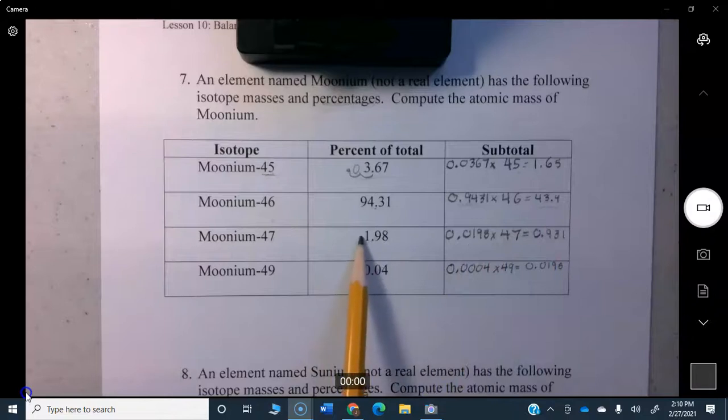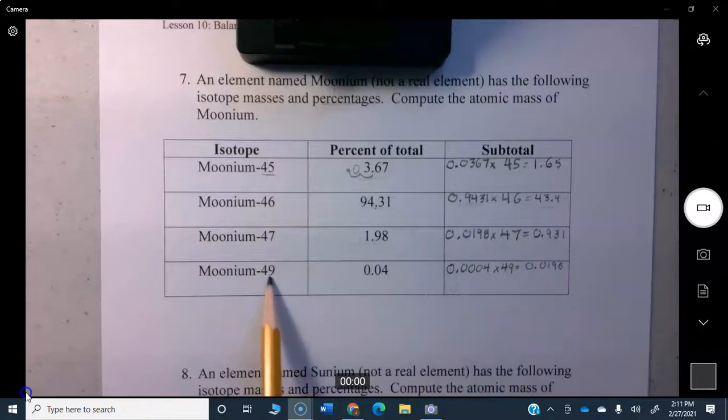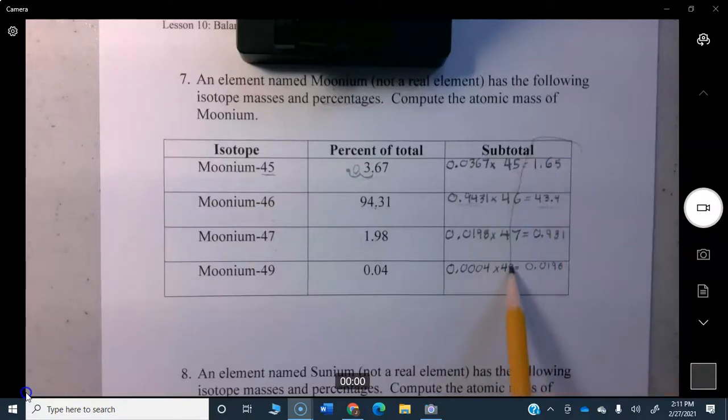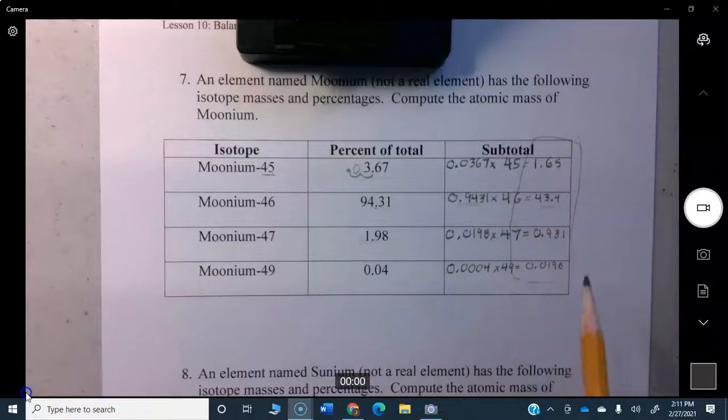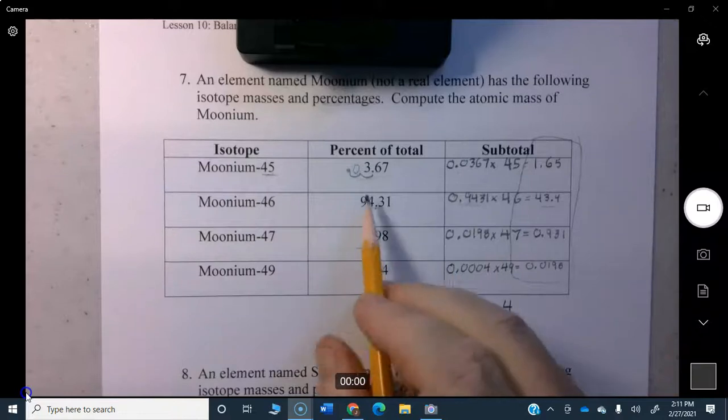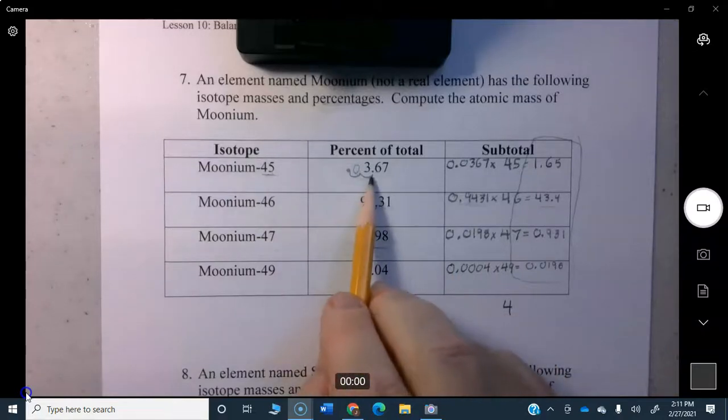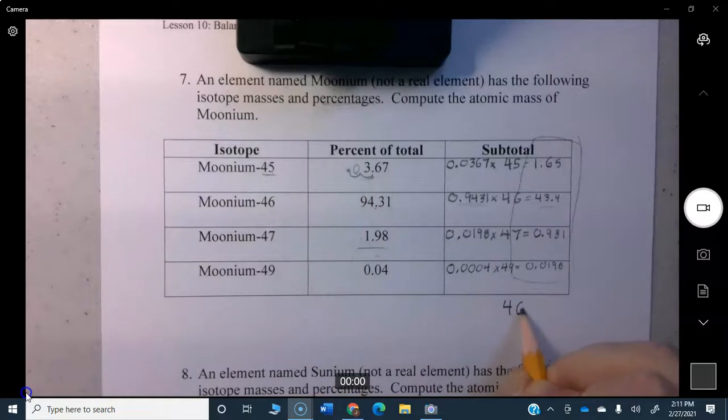0.0198, again, move the decimal over 2 places. Times 47 gives us that, and then 0.00, so you got to move that decimal over 2 places, so it's 0.0004 times 49, and it gives us 0.0196. So now we add these numbers together, and that'll give us the atomic mass, and what we get for that is, to 3 significant figures, because that's all we're working with on that number, 46.0, and we can call it atomic mass units.